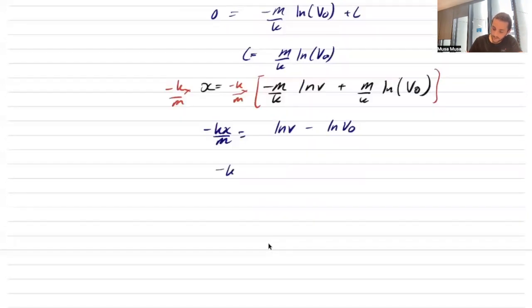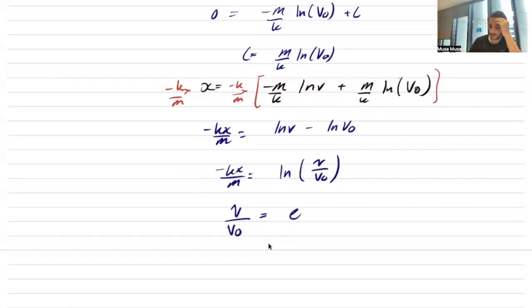Okay, and then this is minus k. By rearranging this, we get v on v naught equals e to the power of minus kx on m, and v equals v naught e to the power of minus kx on m, like that.